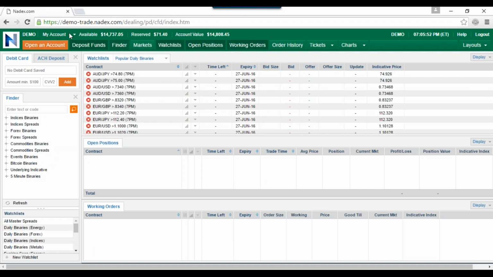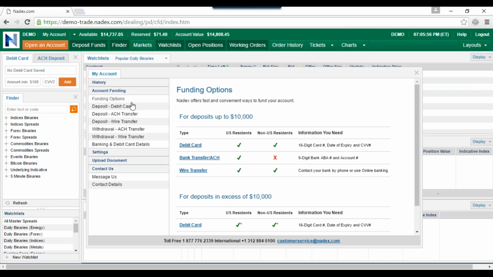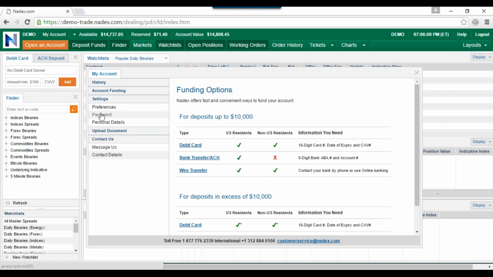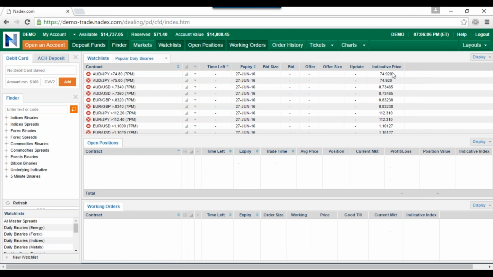Once you have gone into the demo platform, you can go up into My Account, go to Settings, go to Password, and change your password. They'll send you a temporary one, and you can change it to whatever you want so that you can easily remember it. Then you'll have access to the Nadex demo platform. And it's absolutely free to use.